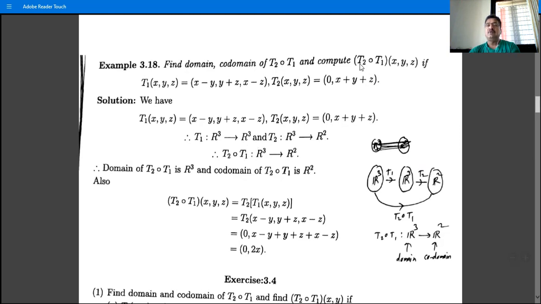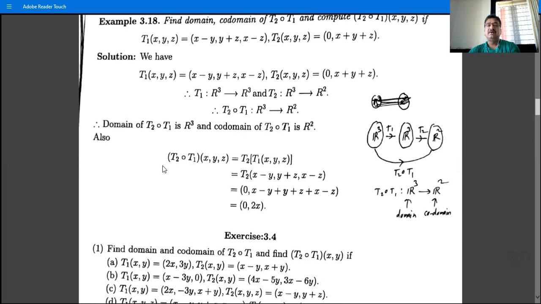Then we have to find the formula for (T2∘T1)(x,y,z). So (T2∘T1)(x,y,z) is what? T2(T1(x,y,z)), by using the definition of the composition of two functions. And T1(x,y,z) is this: (x−y, y+z, x−z).